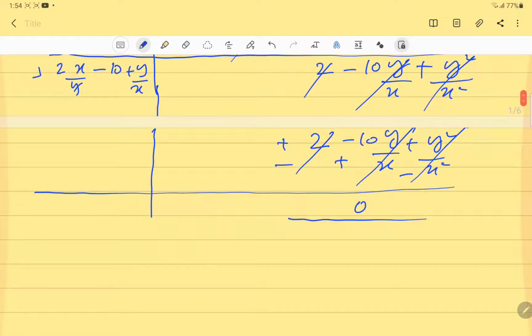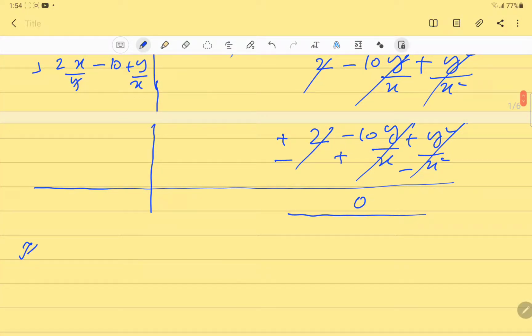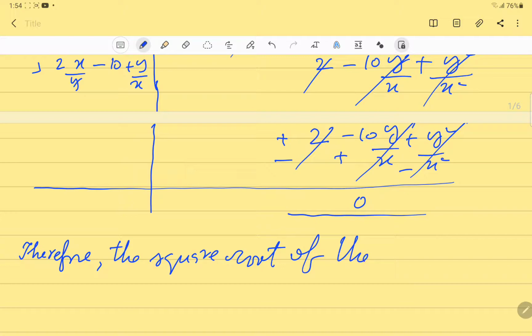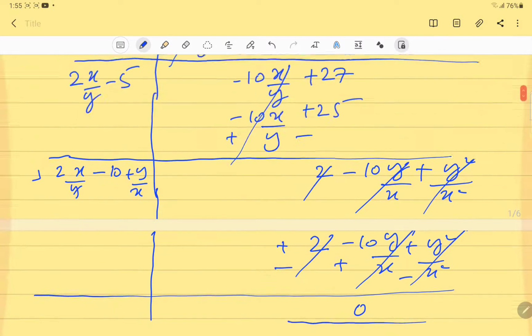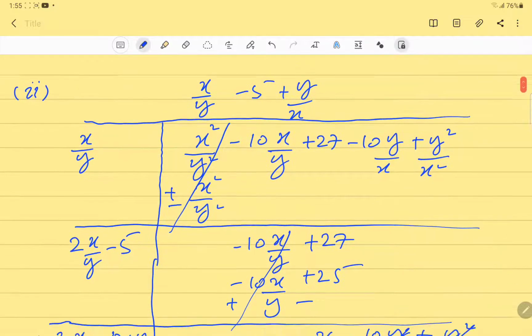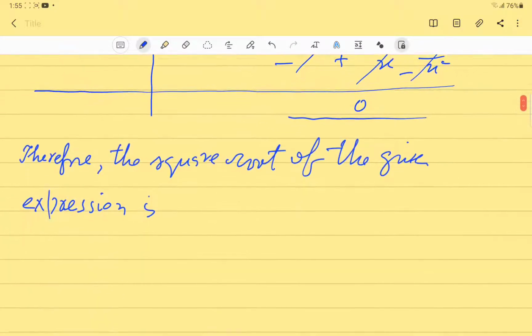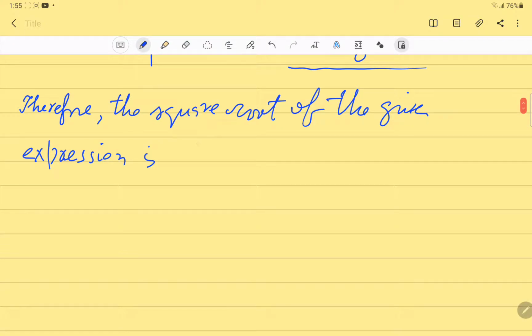Therefore, the square root of the given expression is, let us see, x over y minus 5, x over y minus 5 plus y over x, of course with plus minus.